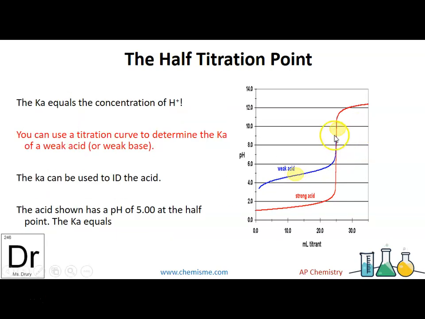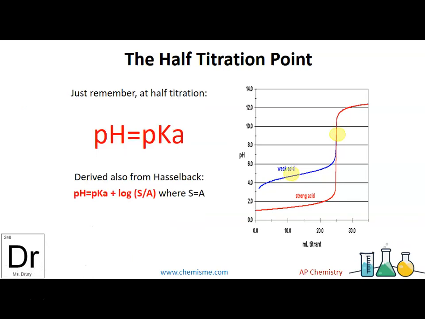What I'm just trying to say is, I can figure out what acid it is if I look at where its equivalence point is, half that volume, read back up, and say, hey, the pH is 5 there. At a half, that means the Ka is 1 times 10 to the minus 5. If I know the Ka of the acid, I can use a textbook or a Google search to figure out what acid it is. So just remember, at half titration, pH equals pKa. Because it's derived from Henderson-Hasselbalch, the amount of salt was equal to acid. That cancels, the log of 1 is 0, so pH equals pKa.